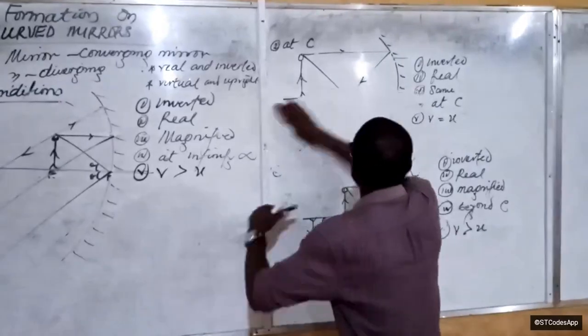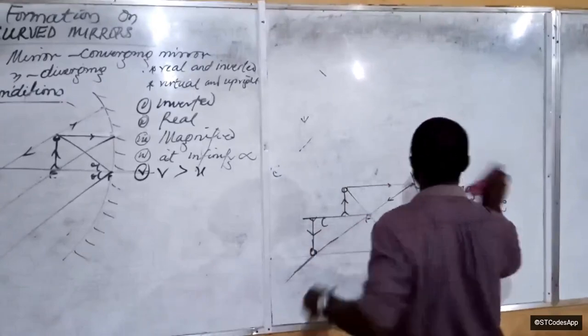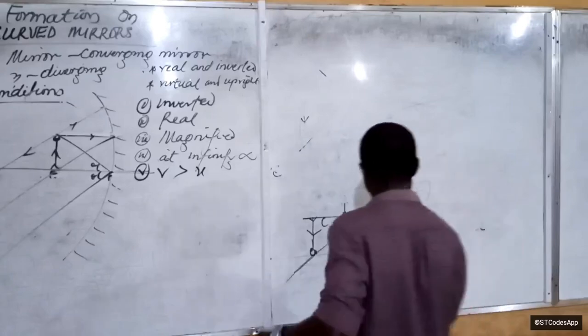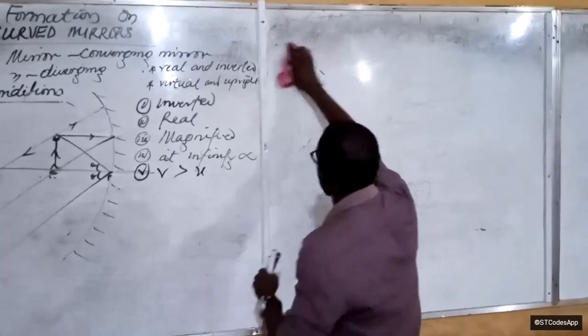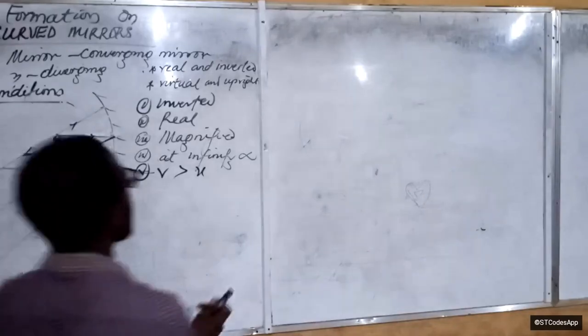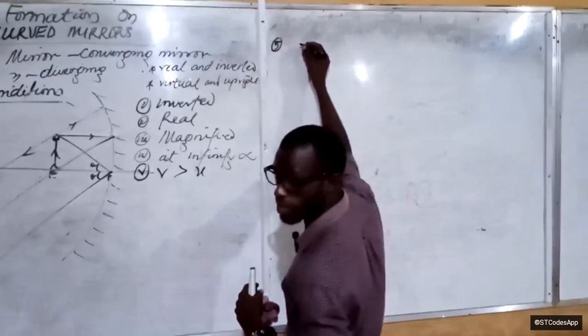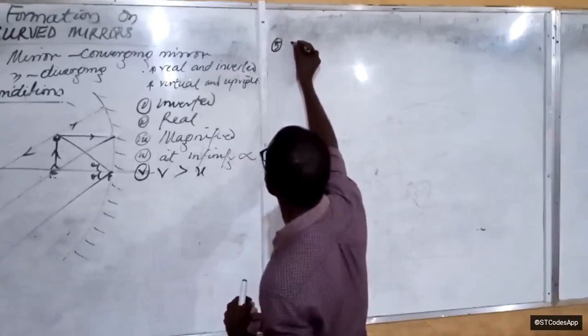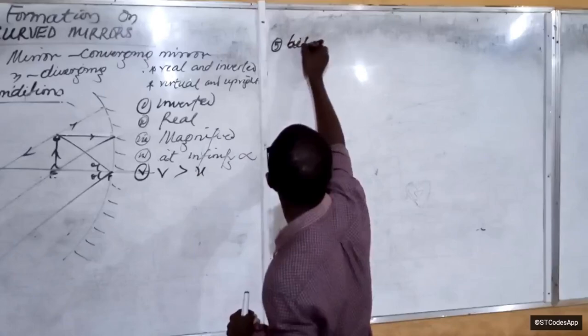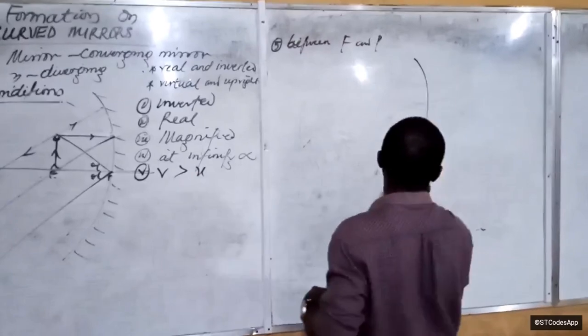All right. Let's now look at the last condition, which is where we place the object between F and P. What if we place our object between F and P? Are you sleeping? Don't sleep. So what if we place our object between F and P? This will be the last condition, number 5. That's 38 minutes. I hope you're not sleeping. All right. So if we place our object between F and P, we're going to have our mirror this way.